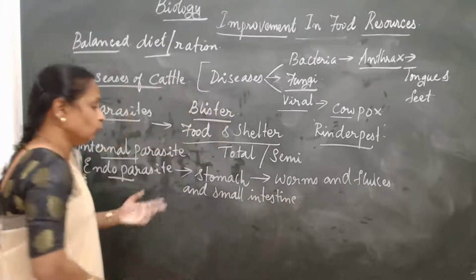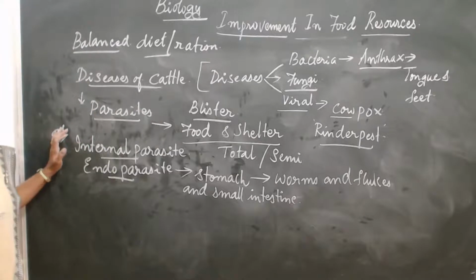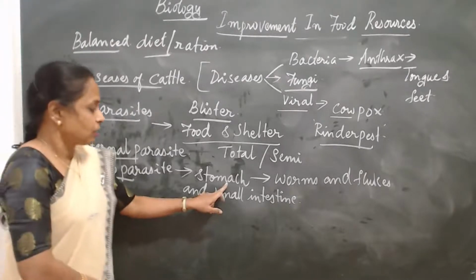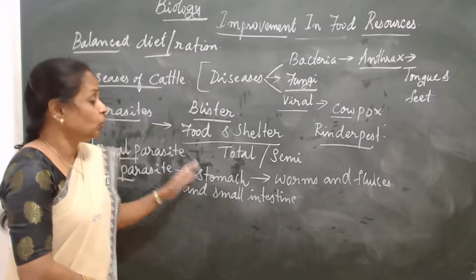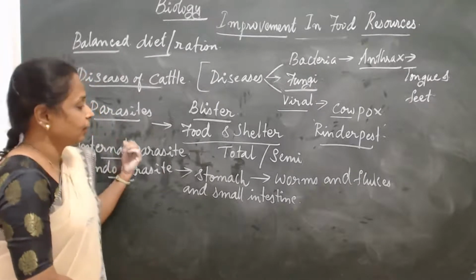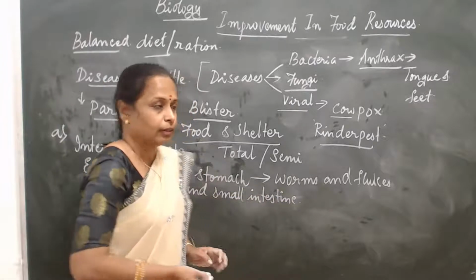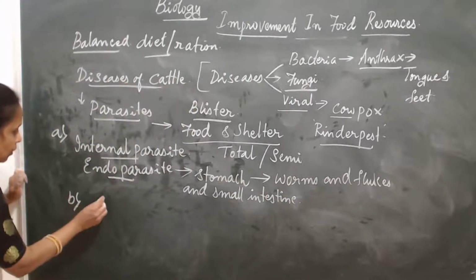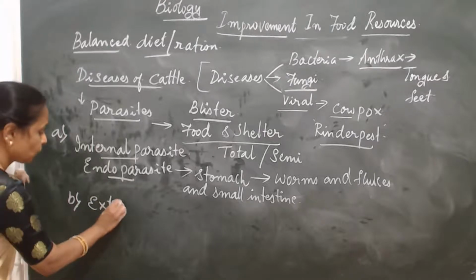Name the two organs which can be harmed by the internal parasite in the case of cattle: the stomach and the intestine. Name the two groups of organisms which can infect: the worms and the flukes. Clear? Then the last one is the external parasite.